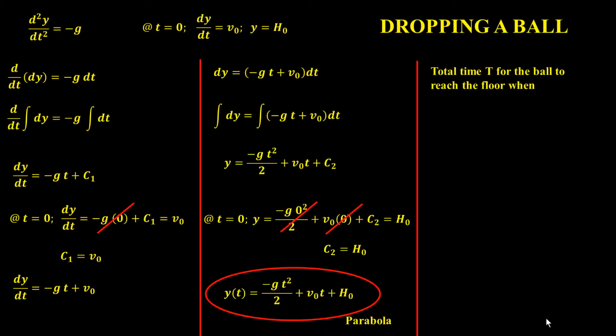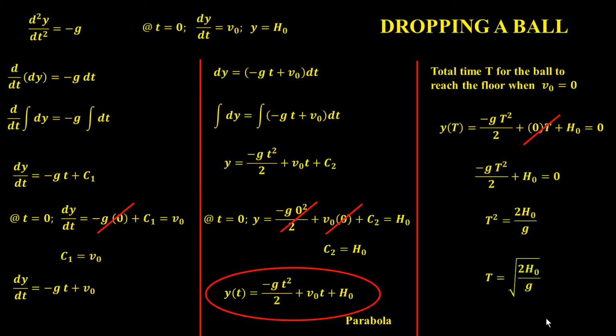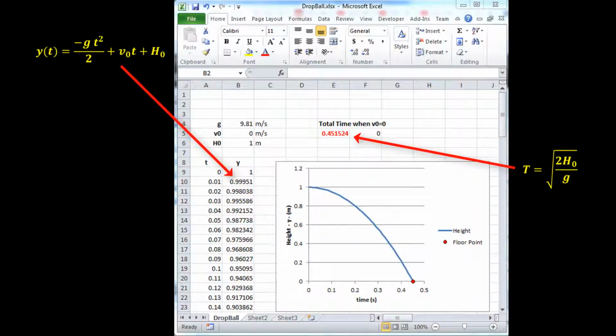So then the total time t for the ball to reach the floor, when height equals 0: to find this, you would put total time t into the equation, and then you would solve for t, and you'd get t equals the square root of 2h0 over g. So we take these two equations and we plug them into Excel.